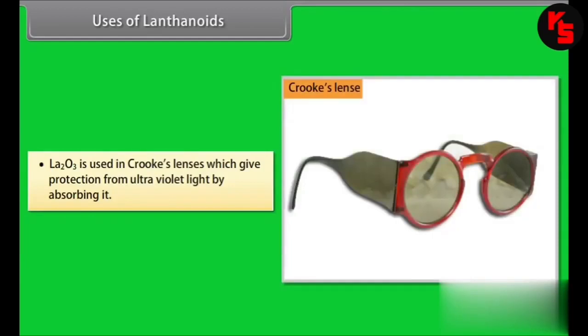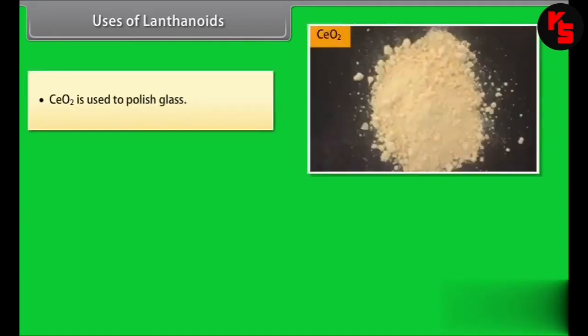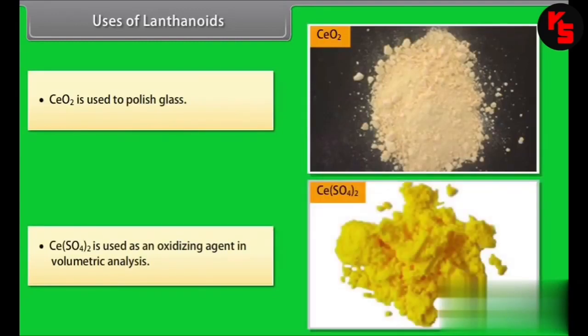La2O3 is used in Crookes lenses which give protection from ultraviolet light by absorbing it. CeO2 is used to polish glass. CeSO4 is used as an oxidizing agent in volumetric analysis.